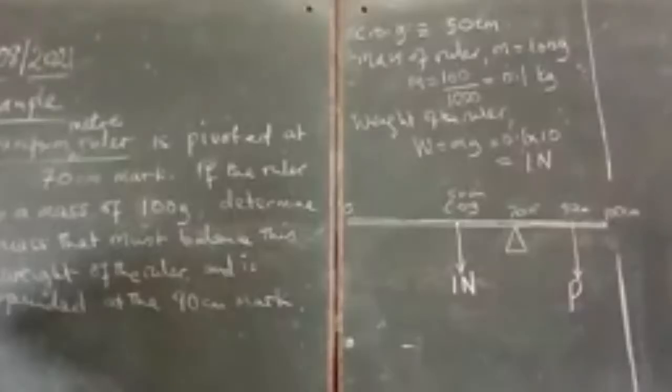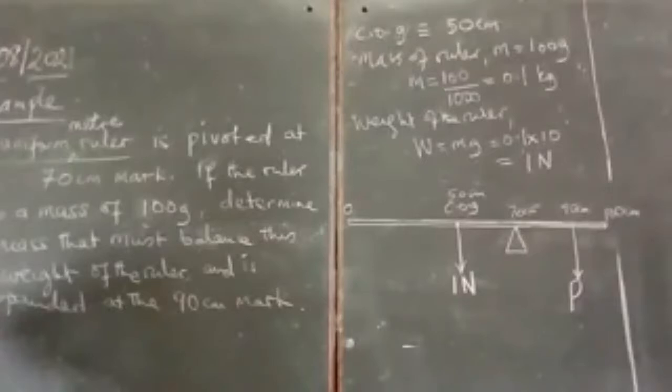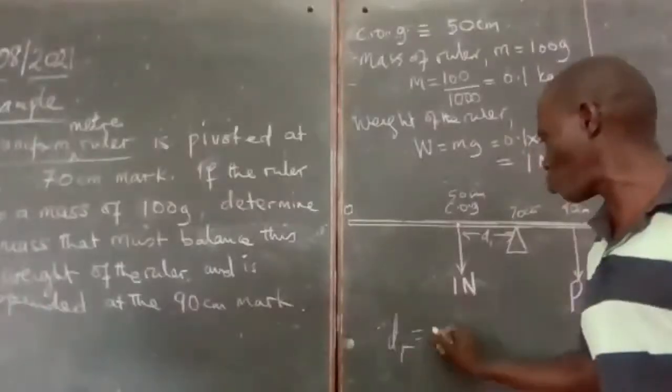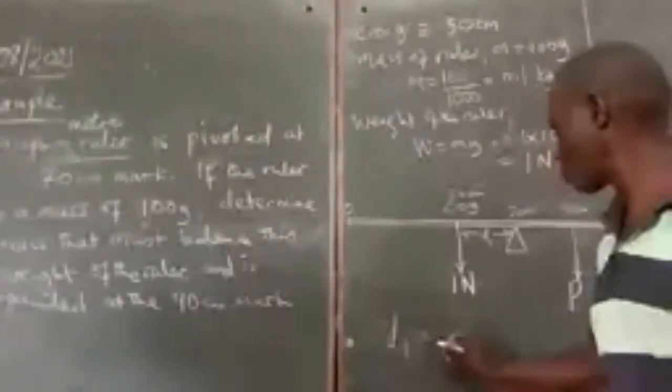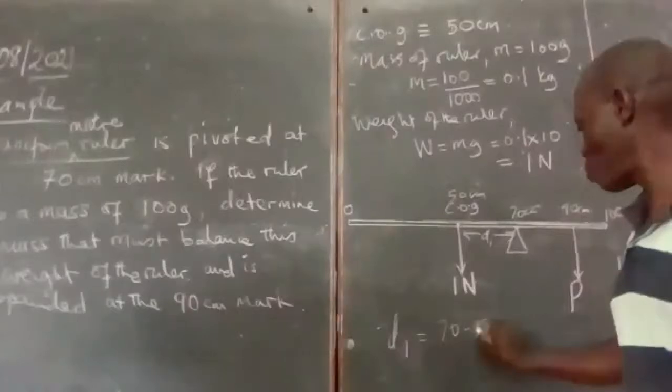Now there's something else that I need. I need distances from the pivot. So can you give the distances from the pivot? What's the distance of the weight from the pivot? 20 centimeters. So D1 is equal to 70 minus 50, which gives us 20 centimeters.